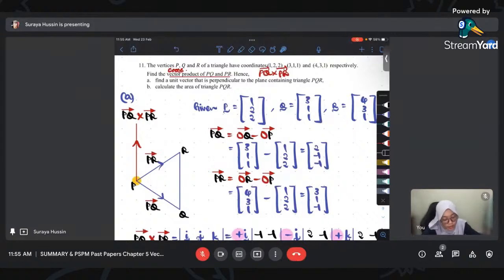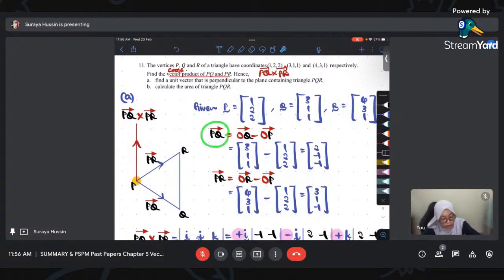So you gotta use this vector punya nilai. Cara penulisan follow saya. Tak boleh suka-suka skip steps, tak boleh. Untuk dapatkan markah, tulislah dengan jelas. Alright? So now PR. So PR kita adalah OR minus OP. So put in the vector R 4, 3, 1. Tolakkan dengan vector P 1, 2, 2. So you will get 3, 1, -1.